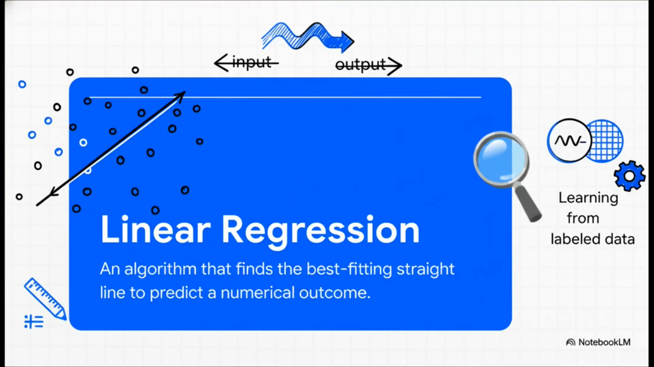First up, we have the old faithful, the workhorse, linear regression. This is for our predicting numbers tasks. All it's trying to do is find the single best straight line that cuts through all the data points. That's it. It's super simple, incredibly fast, and it's a great place to start when you think the relationship between your data is pretty straightforward.